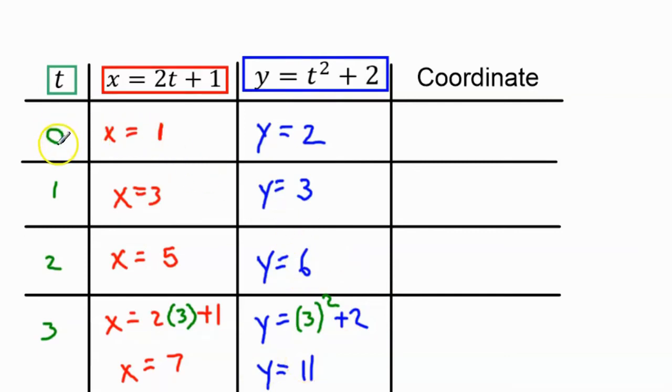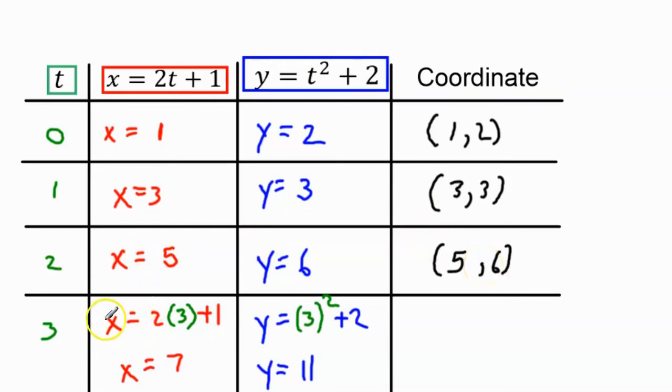So now we have enough information to write the coordinates. So at t equals 0, we're going to have the coordinate where x is 1 and y is 2. At t equals 1, the x and the y coordinate are both 3. At t equals 2, the x and the y coordinate are 5 and 6. And at t equals 3, our coordinate is going to be 7, 11. So those are our x and y coordinates.